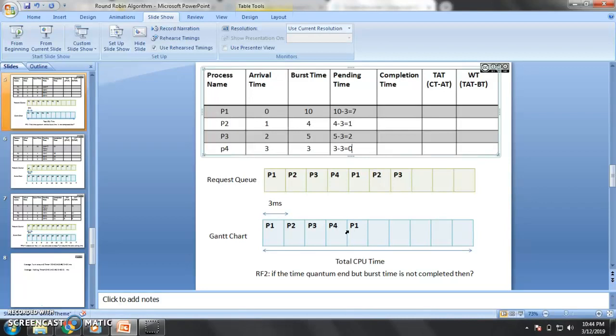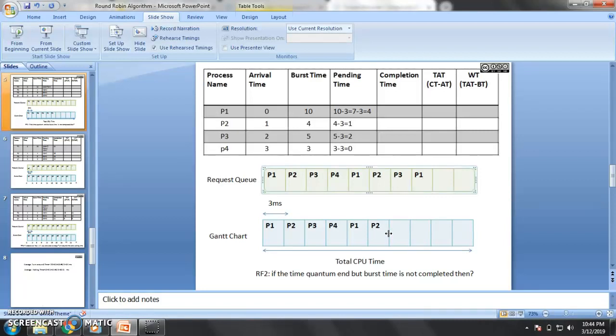So after P4, P1 will process for 3 microseconds. The pending time of P1 was 7 and it has now processed for 3 microseconds, so its pending time is 4. After P1, P2 is there in the request queue. Okay, so P2 will be processed. But what about P1? Its pending time is 4. It is still not completed. That's why it will send a request and enter into the request queue.